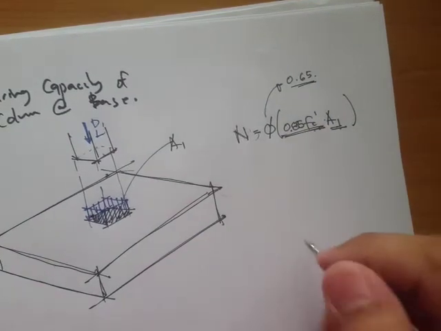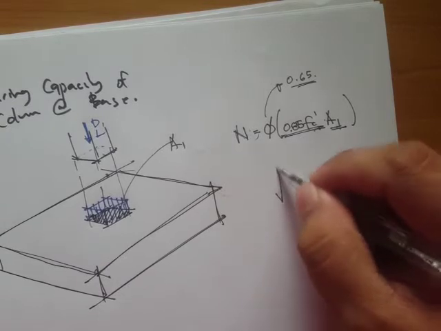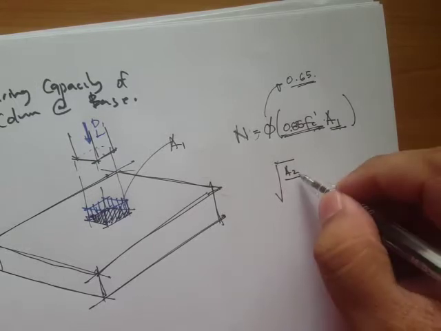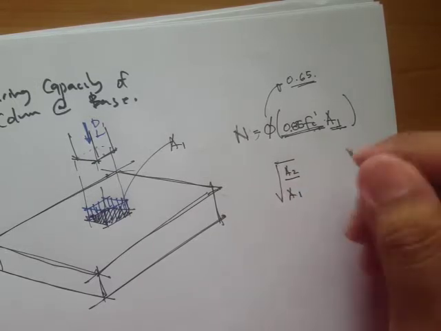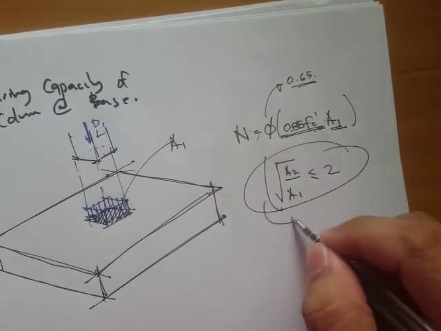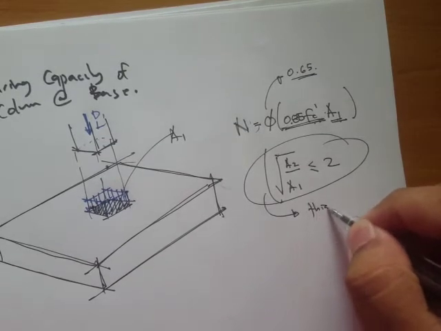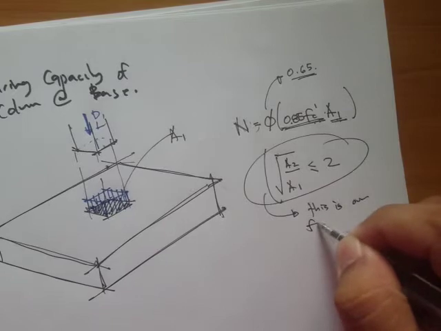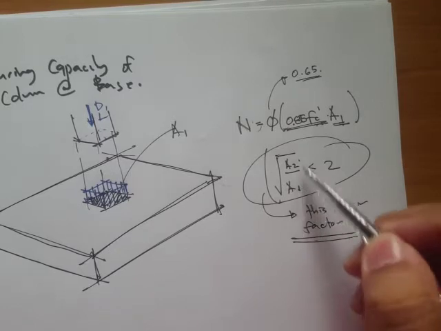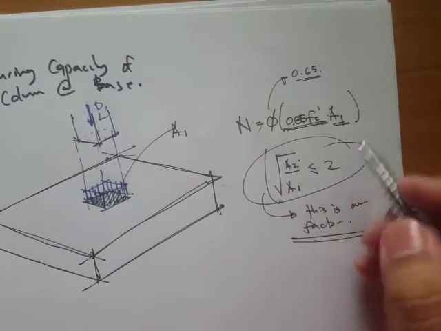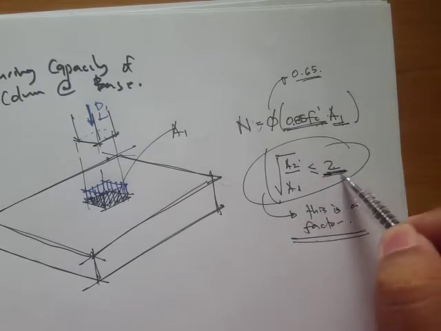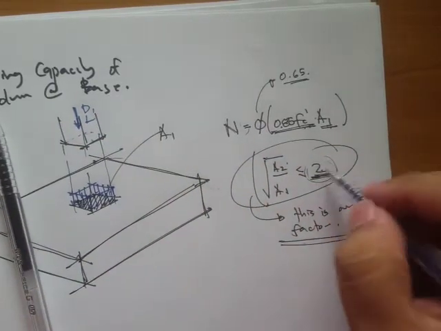by this factor, the square root of A2 divided by A1, but it should be less than 2. Okay, so this is our factor. What this means is that if we take the square root of area A2 divided by area A1, and it's greater than 2, then the factor that we'll use is 2. So meaning this is our upper limit.